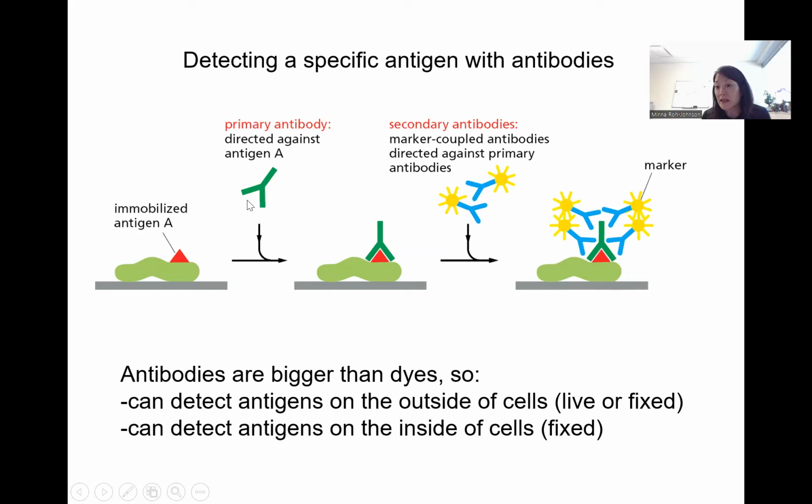Antibodies are quite a bit bigger than dyes, so they're not really great at getting into cells when the cells are living. However, they can detect antigens that are on the outside of cells. So if there's a receptor that you're interested in and you have an antibody against that receptor, those cells could be live and you could detect the presence of that receptor on the surface. But if you wanted to detect an antigen that's inside of the cell, typically those cells have to be fixed. So they're dead, and you could poke holes in them such that the antibody can get into the cell, simply because they're bigger.